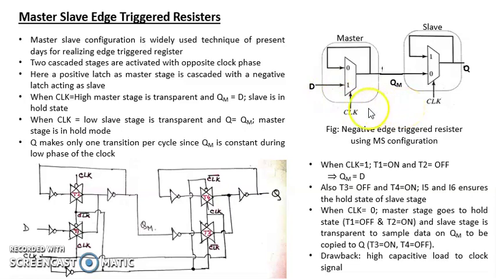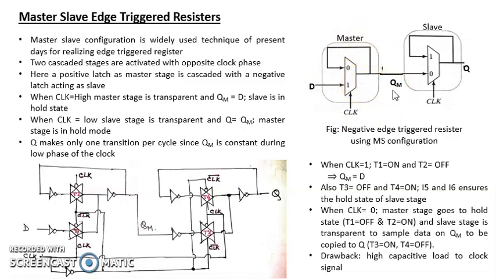Now, when the clock makes a transition from 1 to 0, the value stored at Qm is the value of D just before the clock makes a transition from 1 to 0. So once the clock makes a transition from 1 to 0, the value of D is latched by this master stage, and this value is now sampled to the output of the slave, since the slave stage is now in transparent mode because the clock signal is 0, and during this time the master stage remains in hold state.